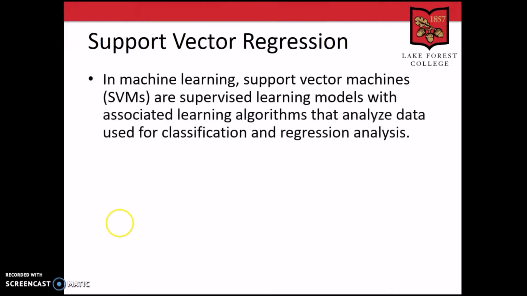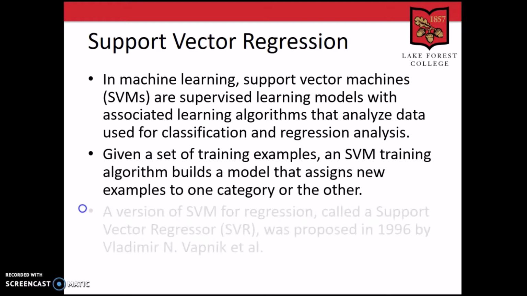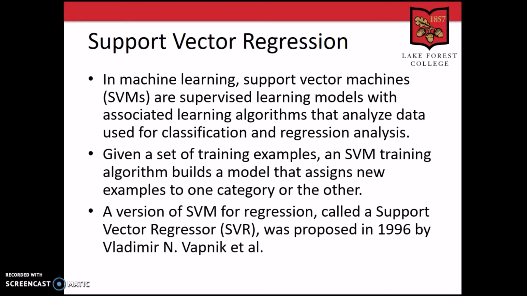The second technique that we used is known as support vector regression. It's a machine learning technique, and in support vector machines, SVMs are supervised learning models. They are very popular in machine learning. They are associated with learning algorithms that can analyze data, and they're usually used for classification and regression analysis. So you give the system a set of training examples, and an SVM algorithm builds a model that assigns new examples to one category or another. A version of SVM for regression called a support vector regressor was proposed in 1996 by Vladimir Vapnik and co-researchers.